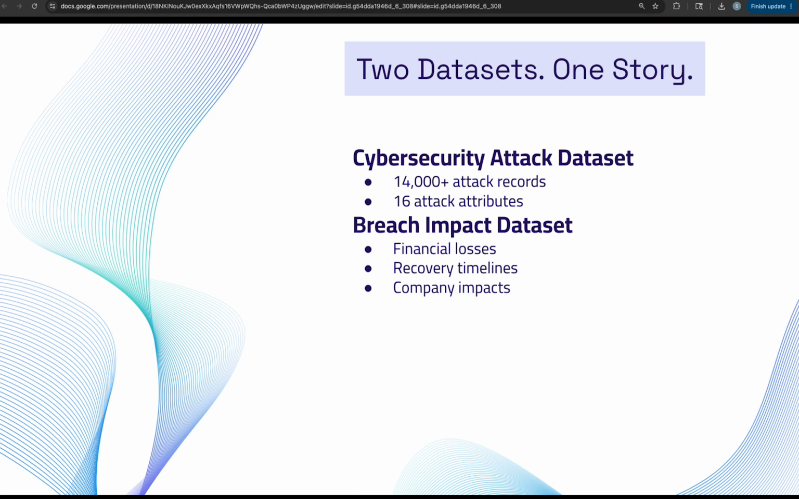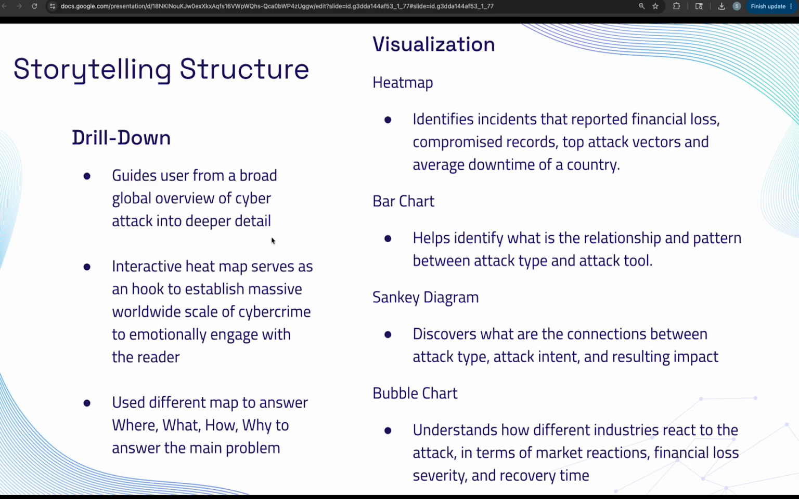So we used two different data sets. The first one has over 14,000 attack records with 16 attributes such as the attack types, tools, targets used, and the objectives. The second one is a real-world breach impact data set from 2021 to 2025, and it covers 850 attacks across 38 countries with the attributes such as financial loss, the recovery timelines, downtime, and company level impact. When you join them together, they let us trace an attack from the moment that it happens to its final financial consequence.